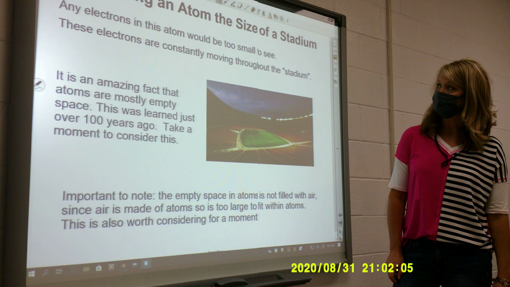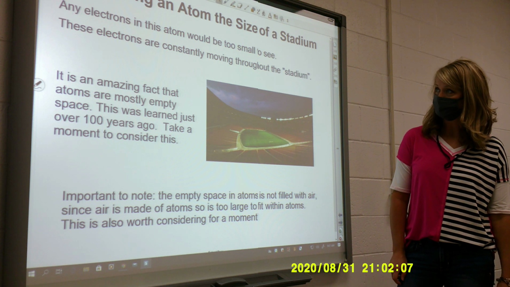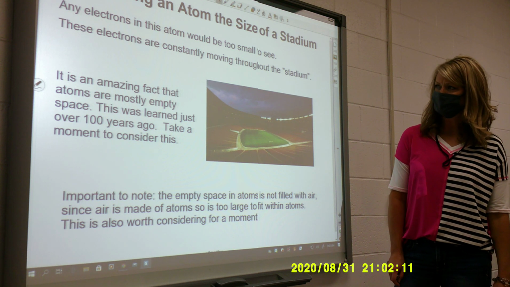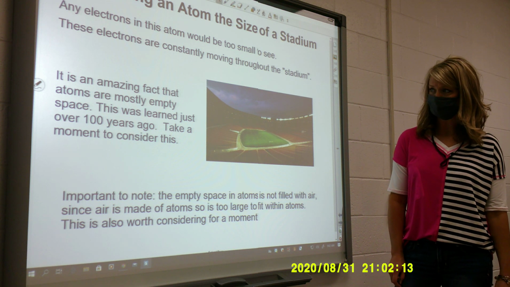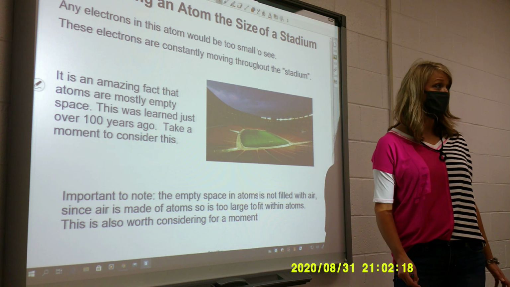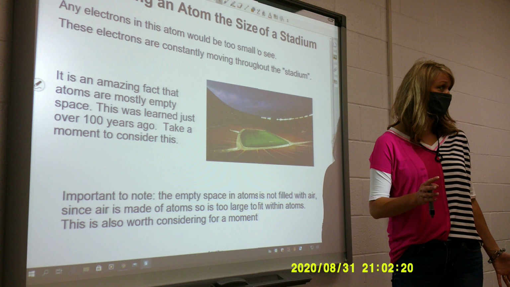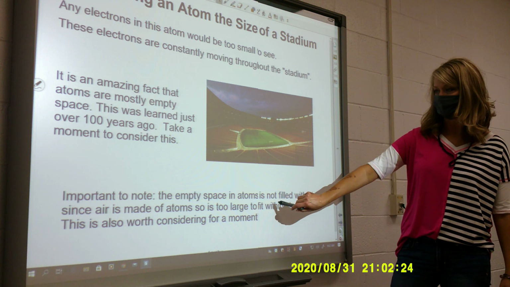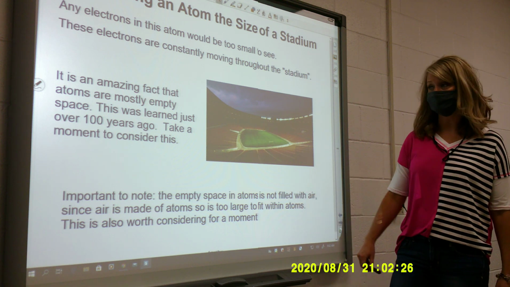Any electrons in this atom would be too small to be seen. These electrons are constantly moving through the stadium. It is an amazing fact that atoms are mostly empty space. This was learned just over 100 years ago. So really not that long ago, we did not even know that that was the case. Important to note, it's not air, it's empty space. Those are different things.